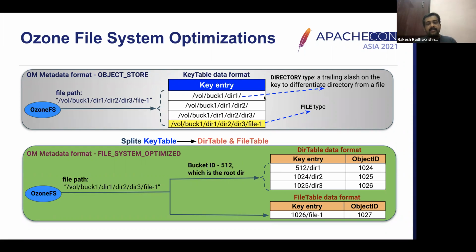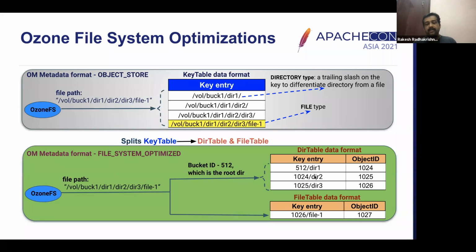So instead of keeping the duplicated prefix, what we have done is we have maintained a unique ID. We have used Ratis transaction ID to ensure the uniqueness, and that will get prepended like 512 slash directory one, and we'll be generating a specific object ID for the directory one.